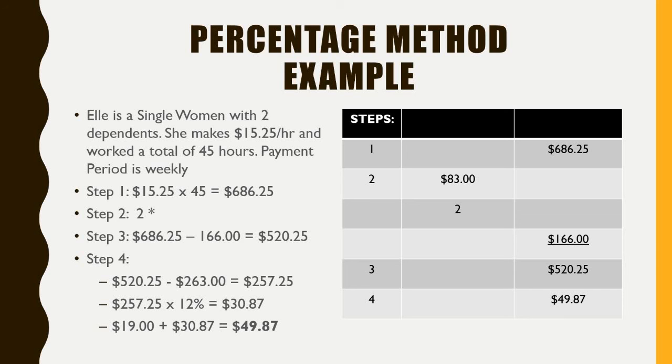Once we get there, we multiply by the 12%, because that's how much extra money we had after subtracting the amount that the government lets us keep. So we take our $257.25 and multiply it by 12%. And what do we get? $30.87. And then we also add in the $19 that the government is going to charge you regardless of what you make.